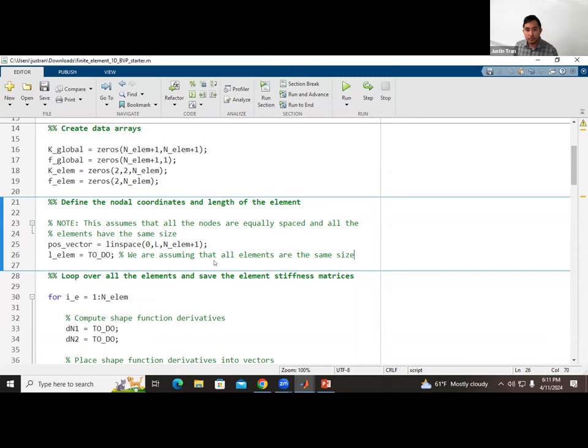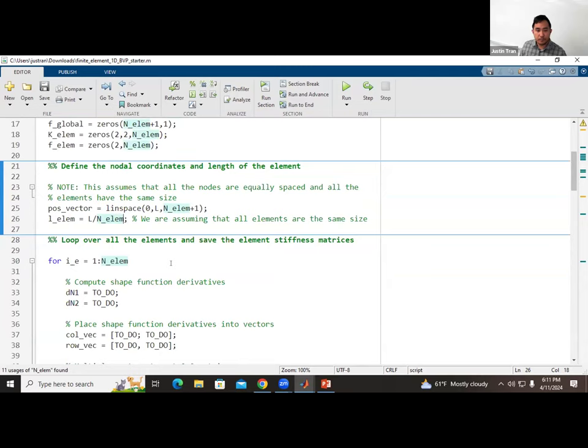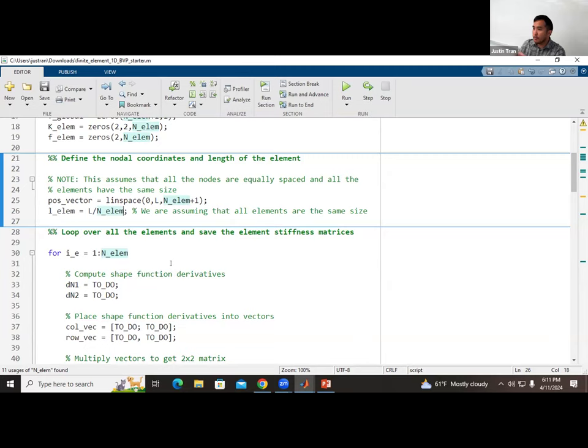That's kind of what we noted up here as well. So the length of the element here is going to be the total length, L, divided by the number of elements. So all elements are going to be the same. Okay. Any questions on that? Yeah.